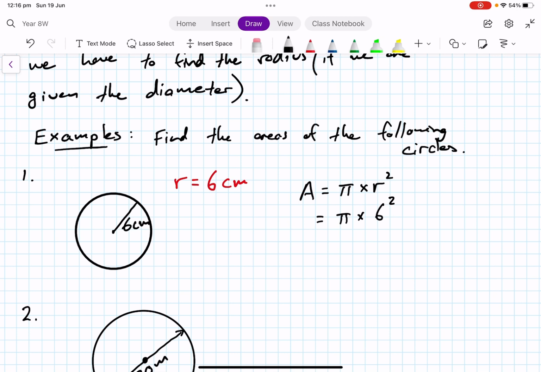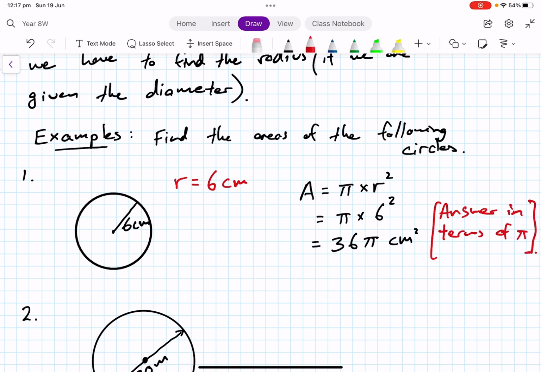I could write the answer in terms of pi if I wanted to. So this becomes 36 times pi, and I just write that without a multiplication sign as 36 pi, in square centimeters. What we say is it's in terms of pi. Because pi is an irrational number with infinitely many decimal places, that's an exact answer. But sometimes more helpfully, we want to write it as a rounding.